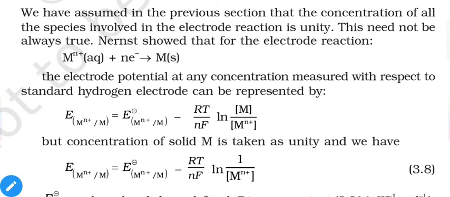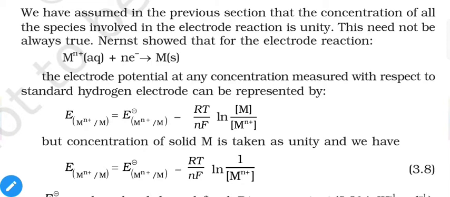As mentioned in this point, we have assumed in the previous section that the concentrations of all the species involved are unity. This need not be true. That means suppose we are using different concentrations or different pressures for gases, then what? So here we have an equation which gives us a reduction reaction. We have a metal ion with n+ oxidation state, which gets n electrons and gives solid metal.